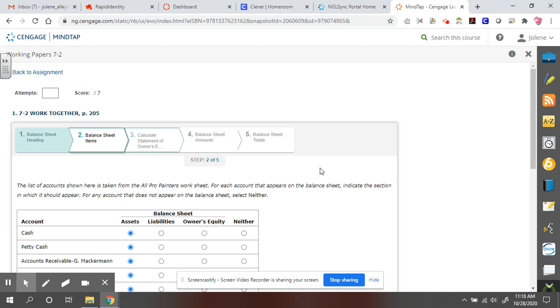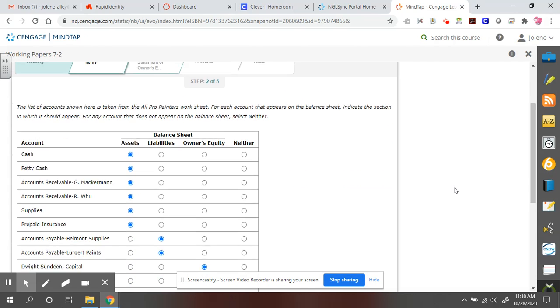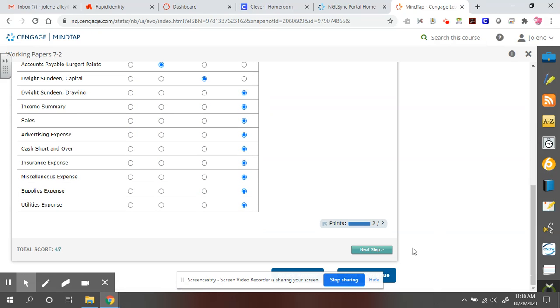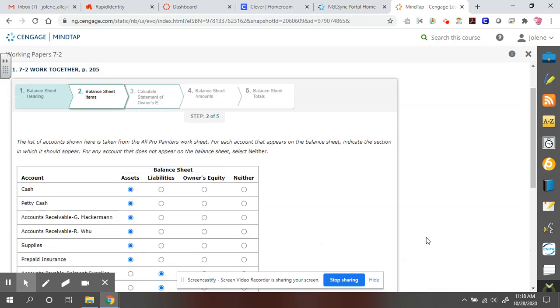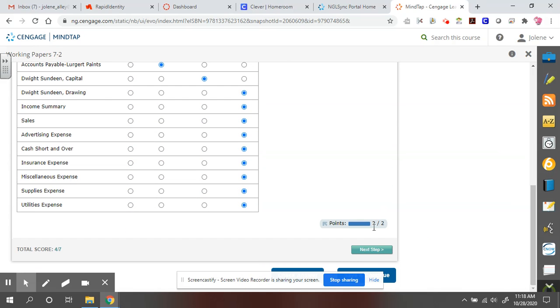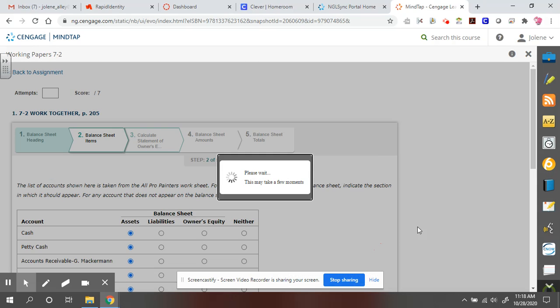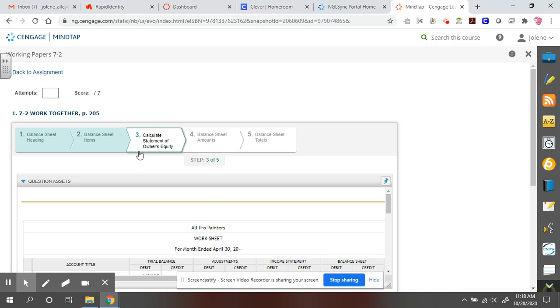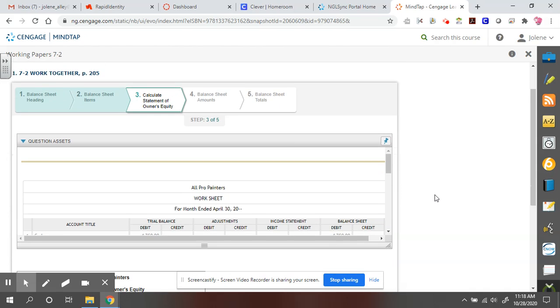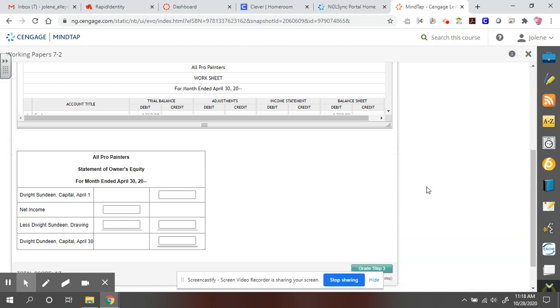So it wants to know just what's going to be on the balance sheet. I thought I asked it to grade it. Okay, it graded it, and it says 2 out of 2 points. So now we go on to step 3, calculate the statement of owner's equity. The example of this is in your book on page 200, if you want to look at it there. But it just asks for these things.